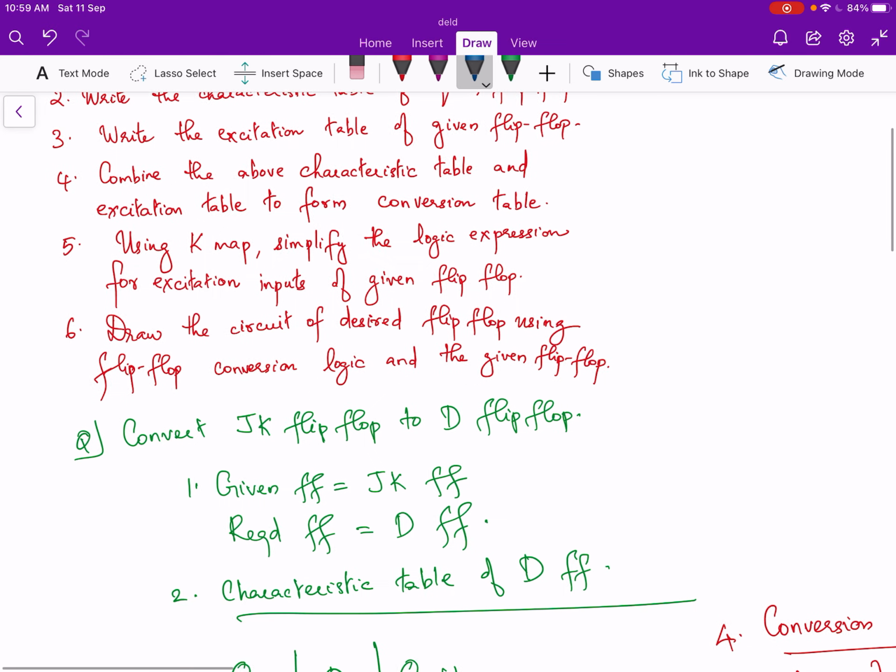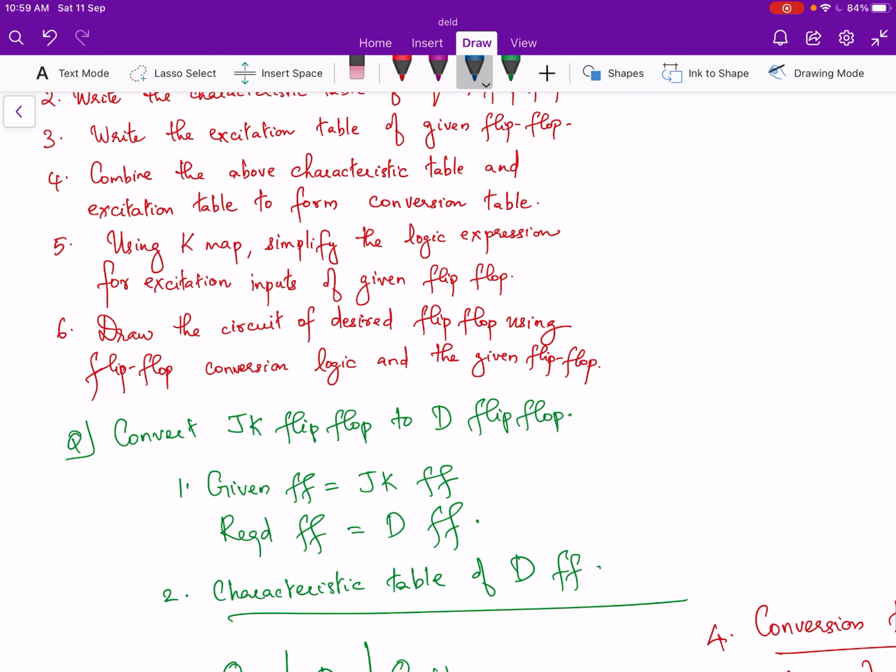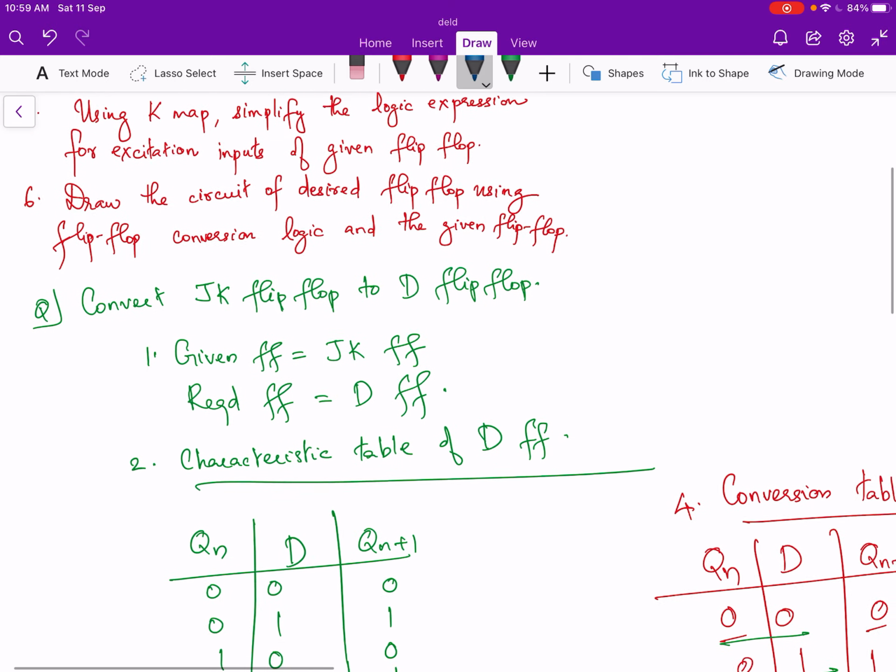Now the sixth step is to draw the circuit of the desired flip-flop. That is, we have to draw the circuit of D flip-flop using the flip-flop conversion logic. We have got the flip-flop conversion logic now, that is, J is equal to D and K is equal to D bar. So using that conversion logic and the given flip-flop, that is the JK flip-flop, we'll be drawing the D flip-flop. So we can do that.